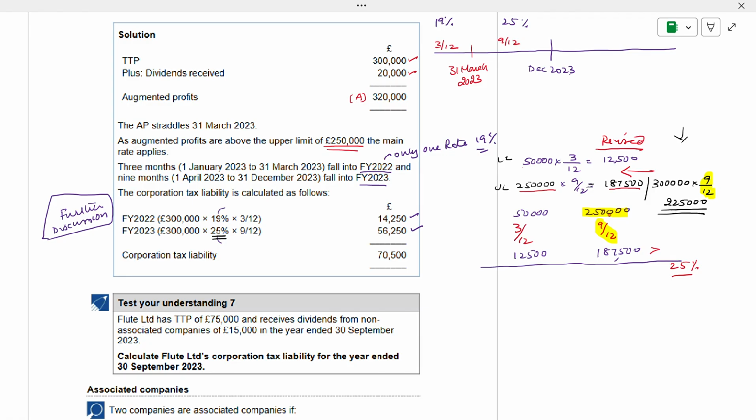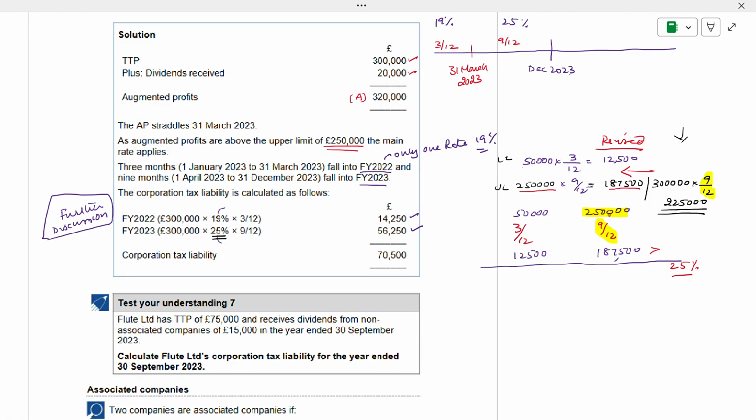Everyone will have their own way of interpretation. There are multiple ways of interpretation. They are interpreting in this way and the result is coming the same. We are interpreting in a different way and the result is coming the same. Then you can do it like this or you can do it like this.